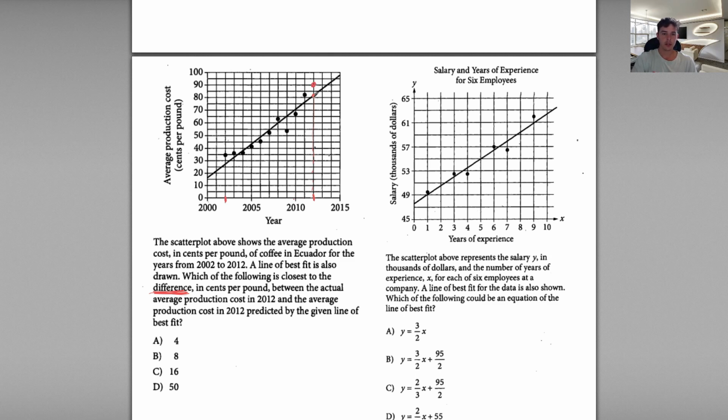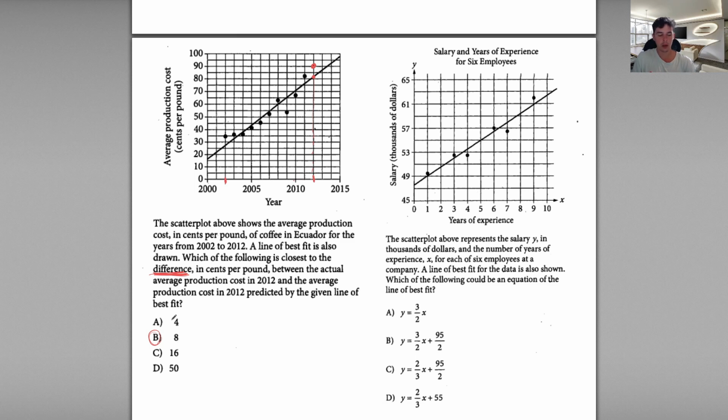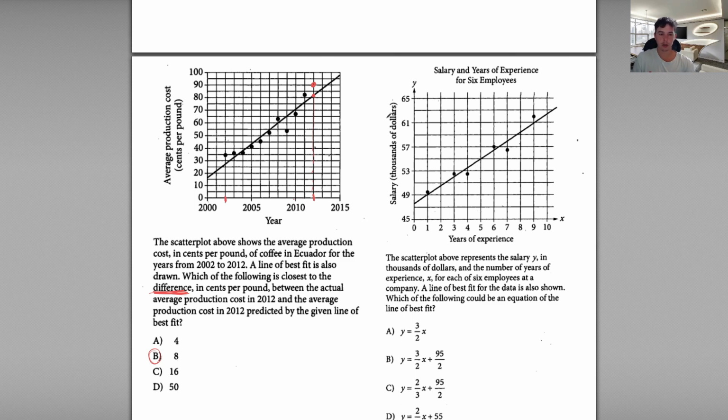So the difference is from 80 to 90, around 10. But since there's no 10 here, I would say 8 is the most plausible answer. Again, on the SAT, there will never be a choice between like 8 and 12. It's too close of an answer. So just go for the closest one in this kind of problem.